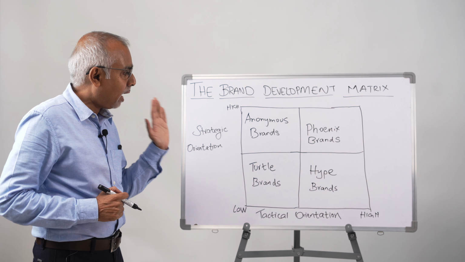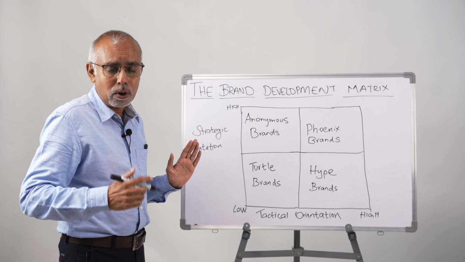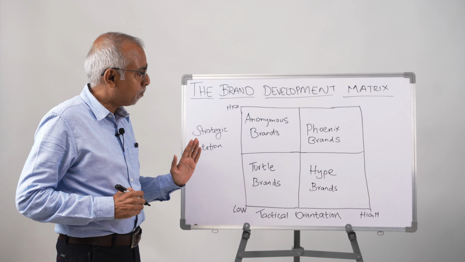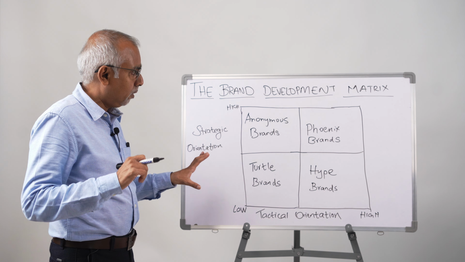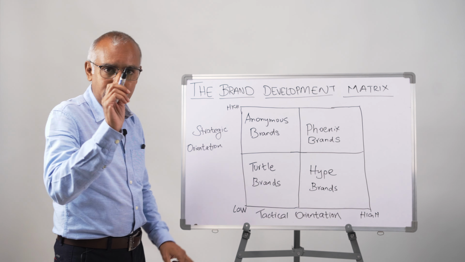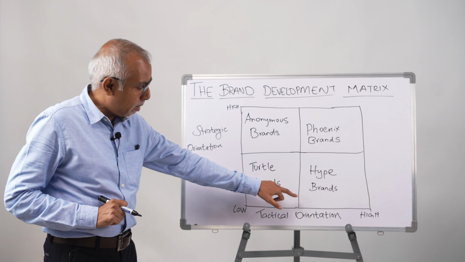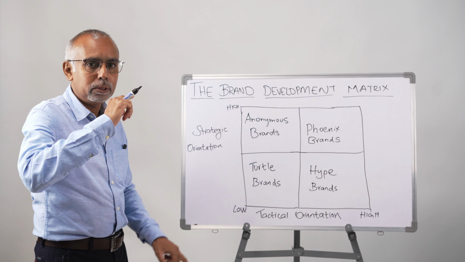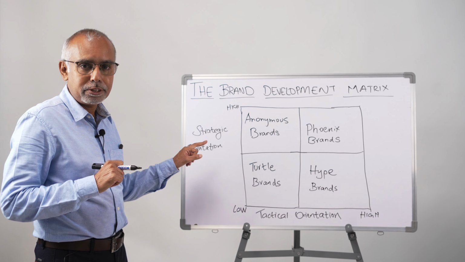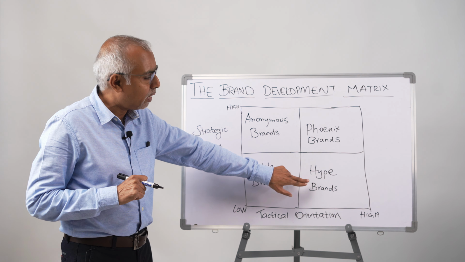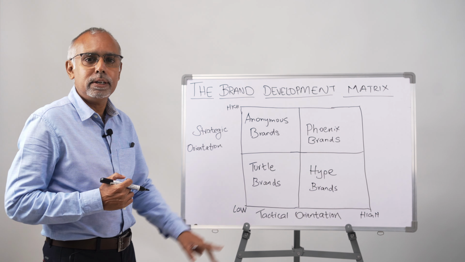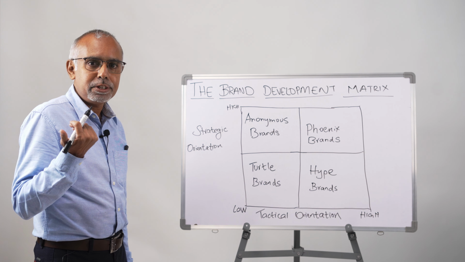So I leave this to you: if you're an entrepreneur or a marketer, where would you place your brand? If you're a Phoenix brand, you're on the right track. If you're a hype brand, you can slowly move into thinking about strategic orientation. These two segments are close to each other. Even if you're a hype brand, no issue. You just convert it by bringing in more of the strategic aspect.